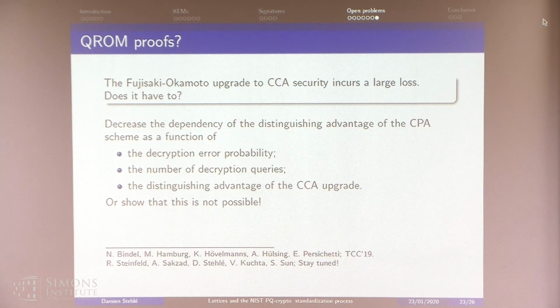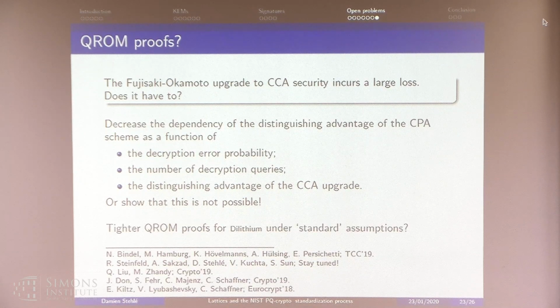So this is for encryption schemes, and there are similar questions for signature schemes. For Falcon, the question doesn't really apply because there is already a tight QROM proof. For Tesla, they set parameters so that they actually take the security loss into account. But for Dilithium, it remains somewhat open.